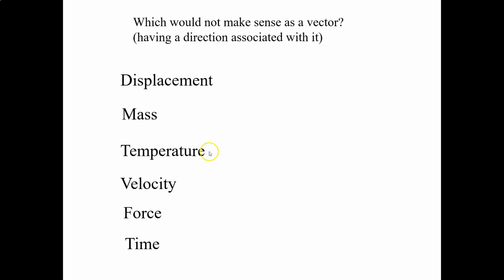So that mass is a scalar. Temperature, 35 degrees Celsius east. No, that one doesn't make any sense. That's a scalar. Velocity, driving 55 miles per hour north. Does that make sense? Yeah, that makes sense. Velocity is a vector. Force, I pushed with 5 newtons to the right. Would it make sense for force to have a direction? Sure it is, the way you're pushing or pulling.